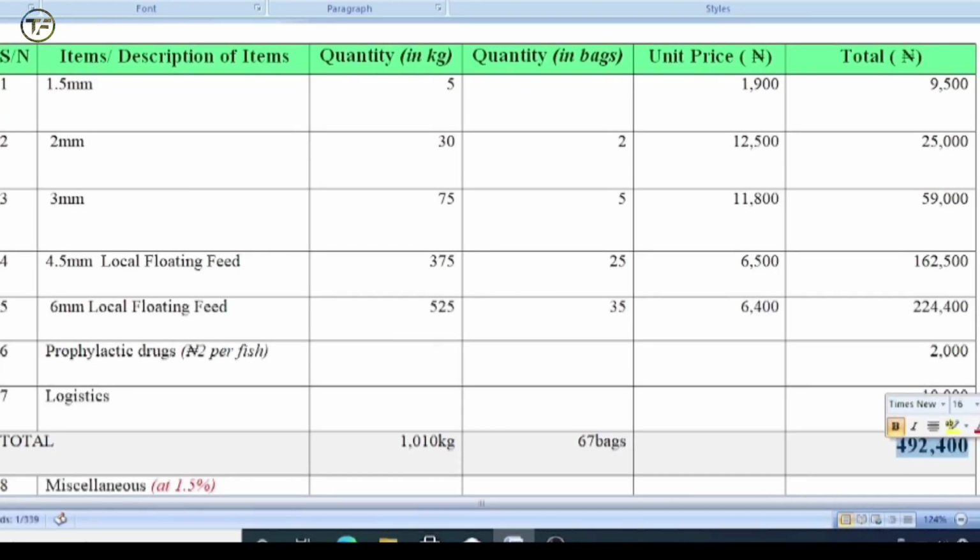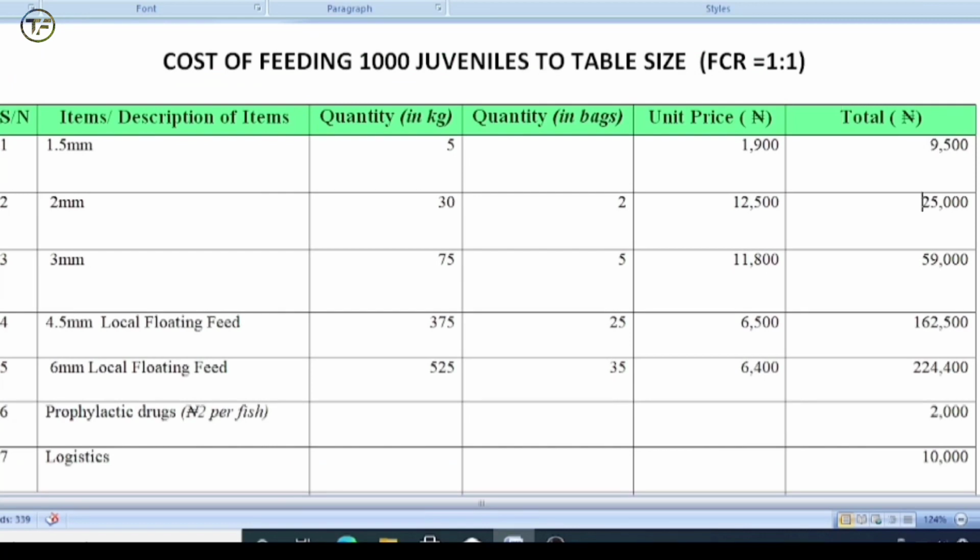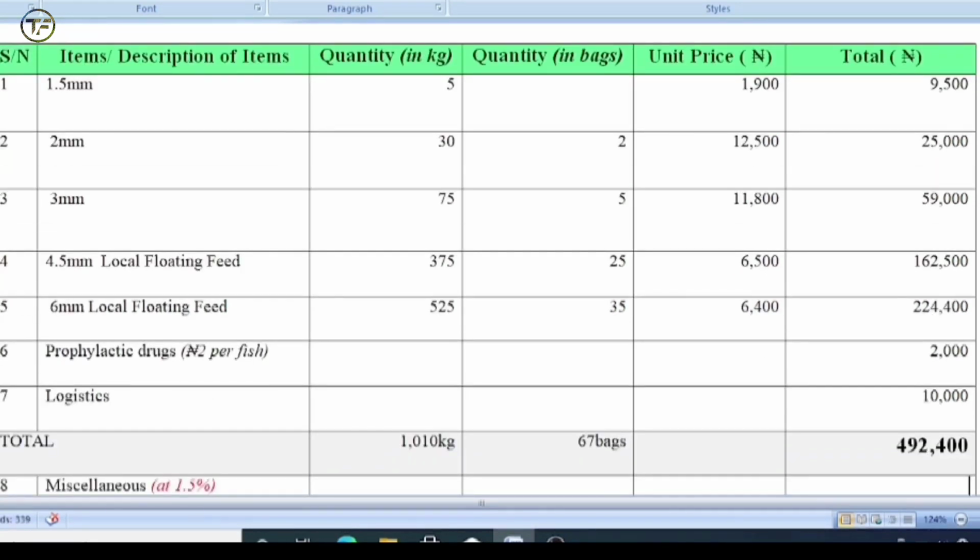Let me increase the font so you can actually see it. 492,400 naira. Then there is something I really love to do. I really love to add miscellaneous. Most times this miscellaneous goes to drugs and logistics. It's always good to have miscellaneous so as to have space, be flexible enough, so your budget is not too rigid. So I put my miscellaneous at 1.5%, that is 1.5% of the total cost here.